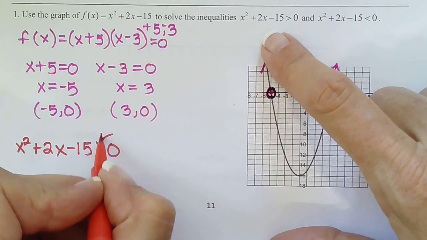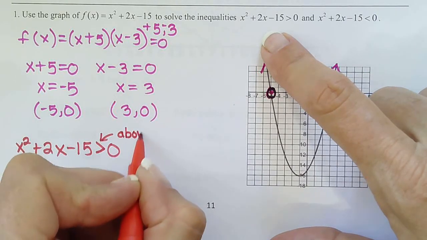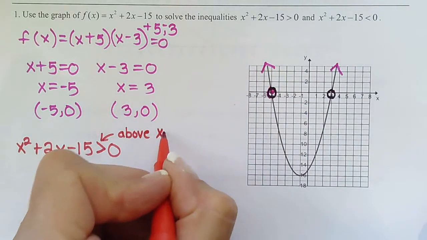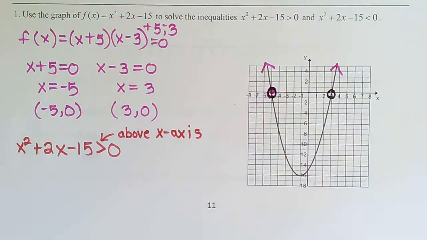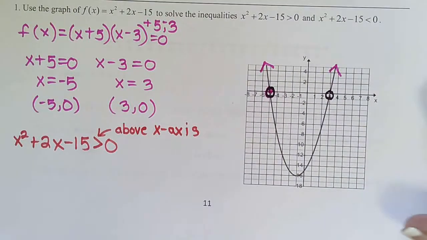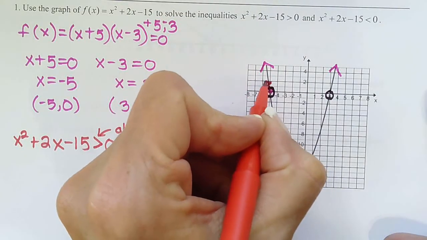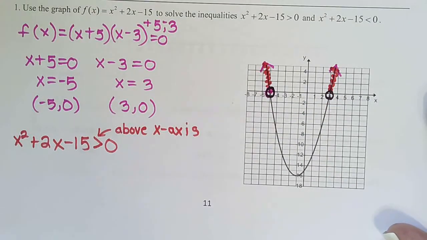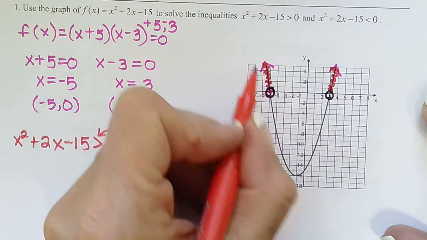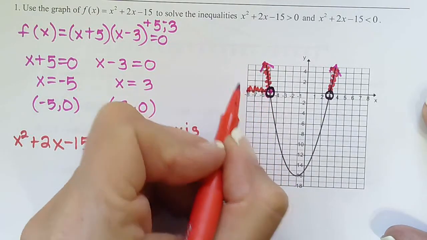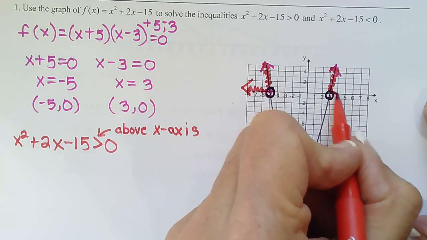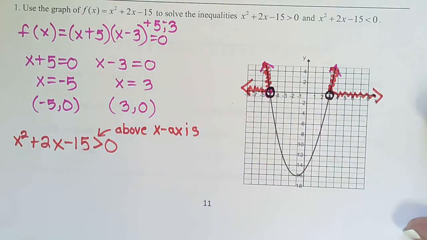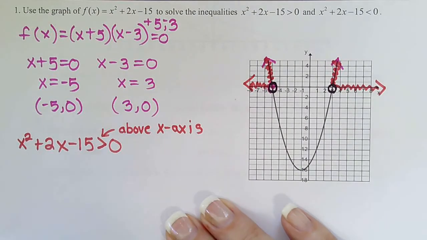So we want to know, when is it above the x-axis. So we're going to stay with our colors from the last. So above the x-axis would be this part of the graph and this part of the graph, right? So now we have to figure out what x's go with that. Well, this is going left forever, so this would correspond to these x's. And this one's going right forever, so this would correspond to those x's. So because there's two intervals, we know our answer is going to have a union in it.